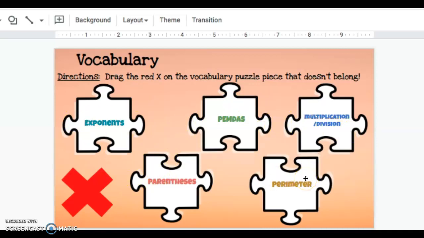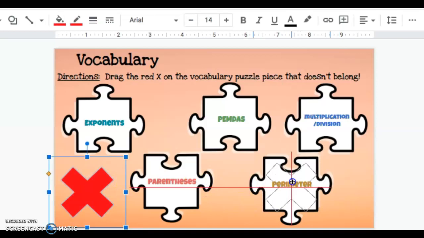Perimeter, on the other hand, deals with something that is not order of operations. So I would put perimeter in its own separate category. So the word that does not belong is perimeter.